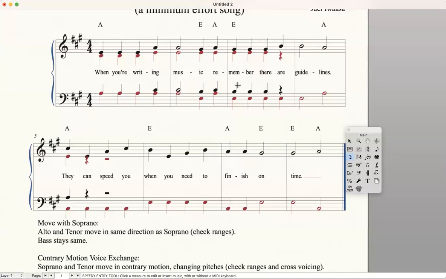So now we're on the E chord, E, G sharp, and B, root position, doubled root, complete chord, and it's also going up. We could do move with soprano again. That would make this alto go up to the G sharp and this B would go up to the E.